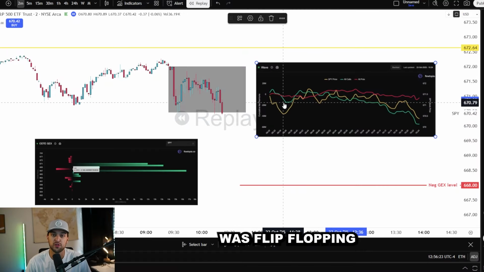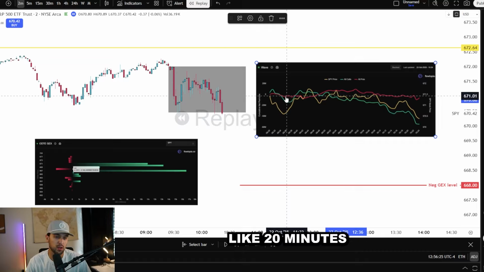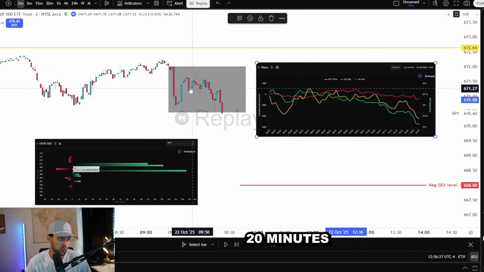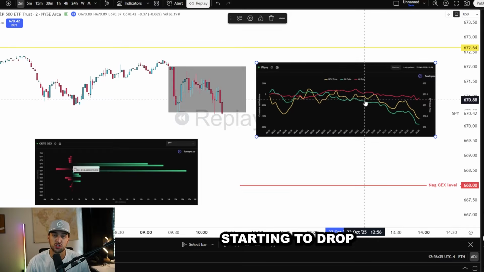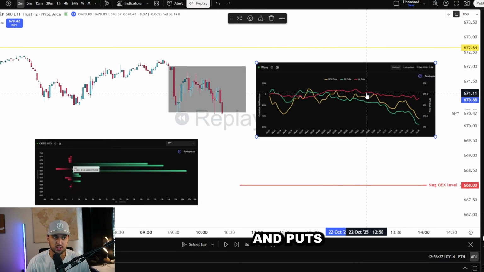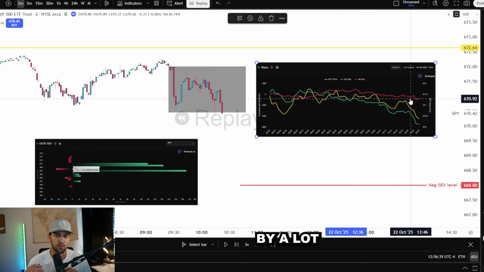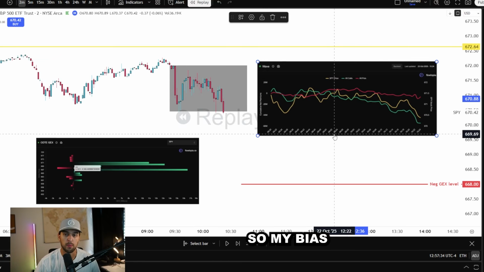You can see Wave was flip-flopping for the first like 20 minutes or so, and we were chopping inside the opening range. There was really no move. But then once we saw calls starting to drop and puts starting to win by a lot larger difference, my bias is officially bearish. I'm looking for that break.